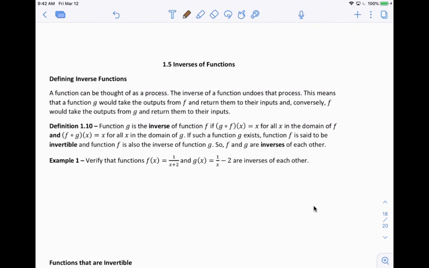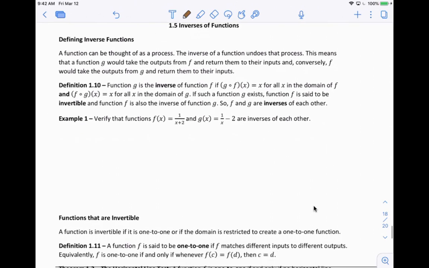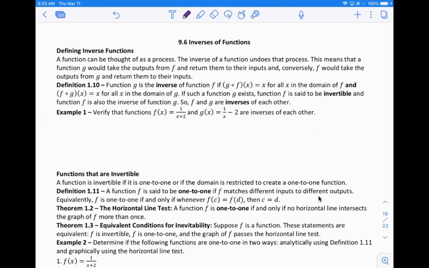Hello and welcome to the last video for 10.5, inverses of functions. Let's remind ourselves, what exactly is the inverse of a function? An inverse is, if you have a function and you invert it, you have switched x and y. In a function, x is the inputs and y is the outputs. So if you have an inverse, you take the outputs from your first function and they become your inputs, and vice versa. Your x's become your y's, and your y's become your x's.